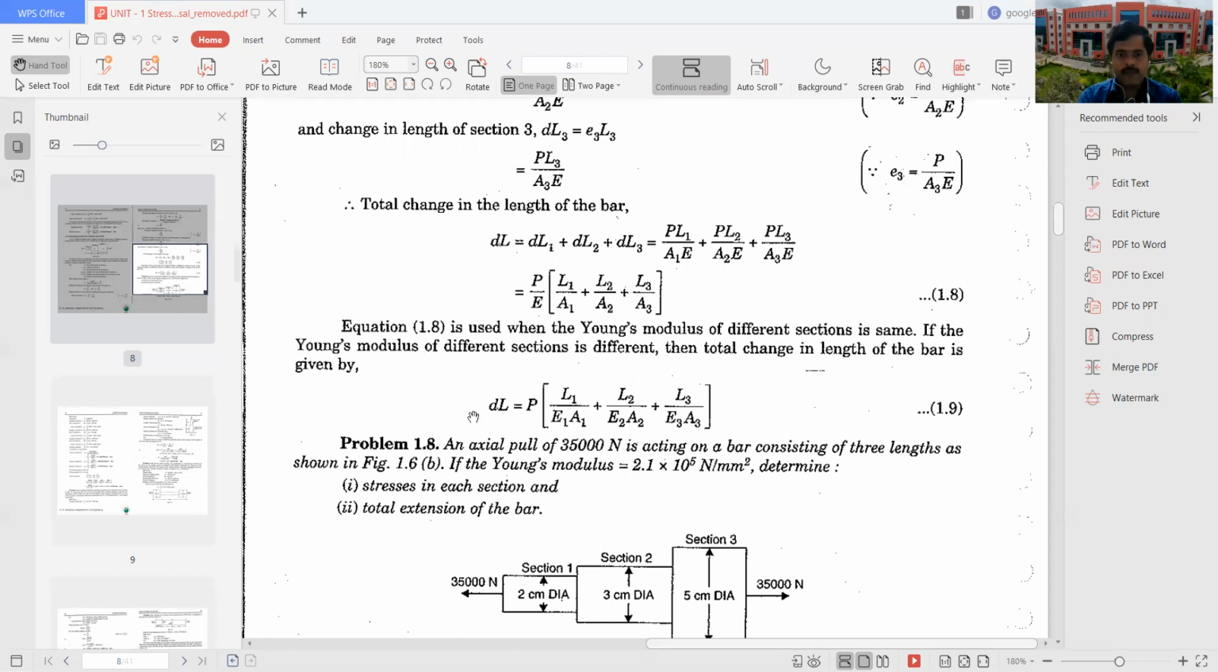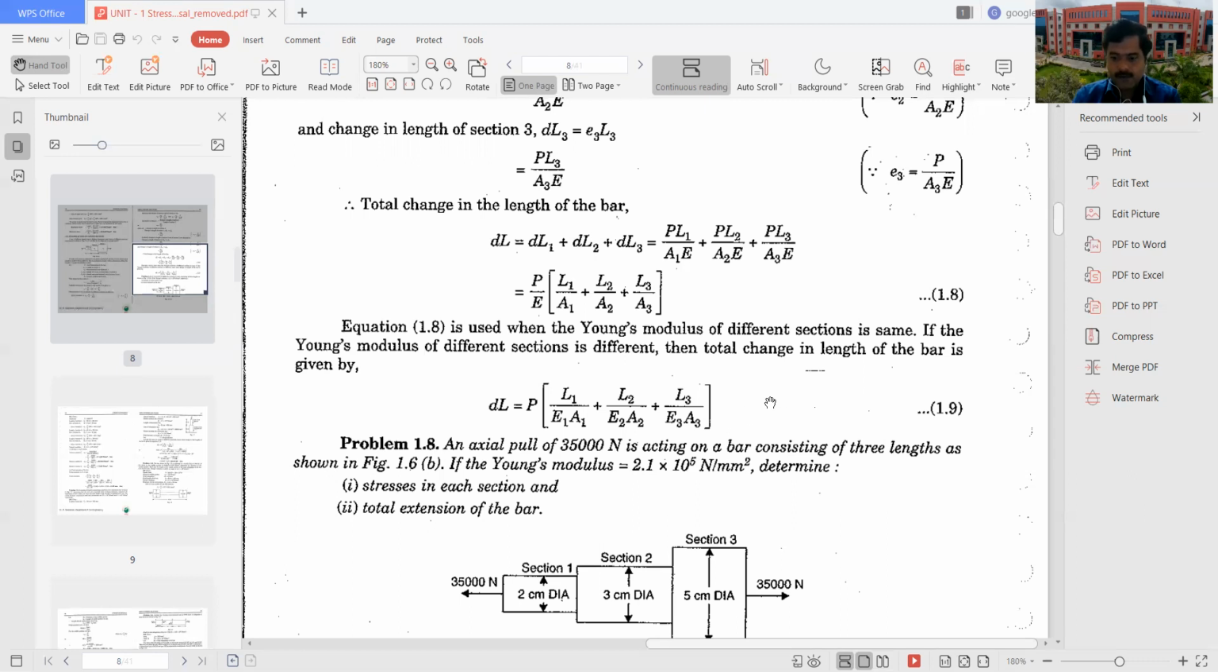If the Young's modulus of the different sections is different, suppose section 1 is made of steel, section 2 of aluminum, and section 3 of copper, then the total change in length of the bar is delta L equal to P common into L1 by A1 E1 plus L2 by A2 E2 plus L3 by A3 E3. This is the formula to find the total elongation, the total change in length, of the bar subjected to the same uniform axial load.